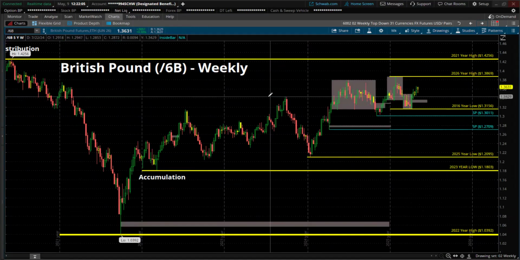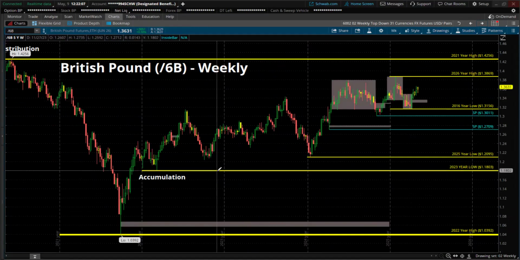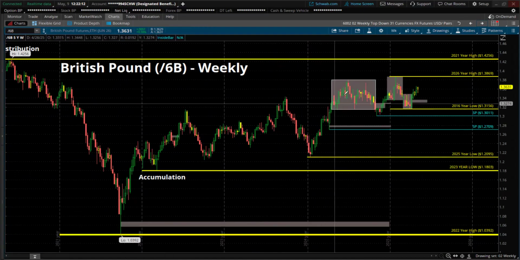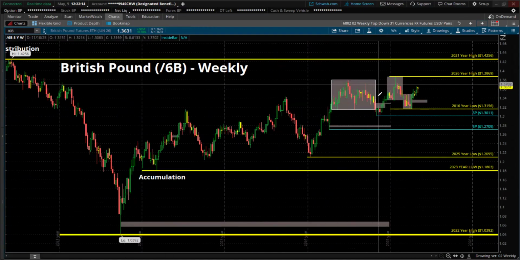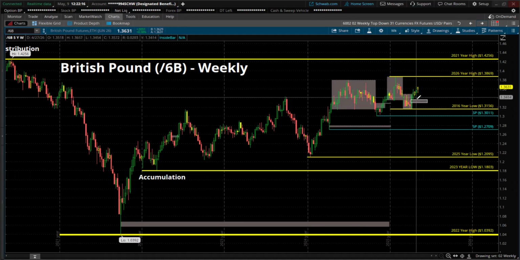British pound, similar to the euro. Here's the bottom, past 5 years. Pretty much big consolidation, current consolidation. We have a trend up off the lows of this year.